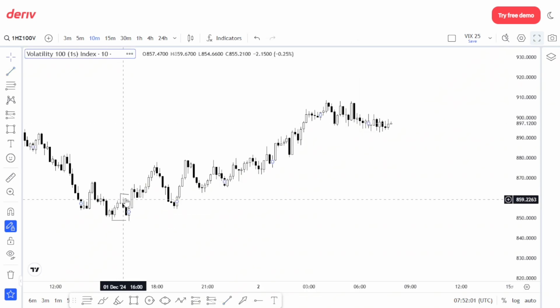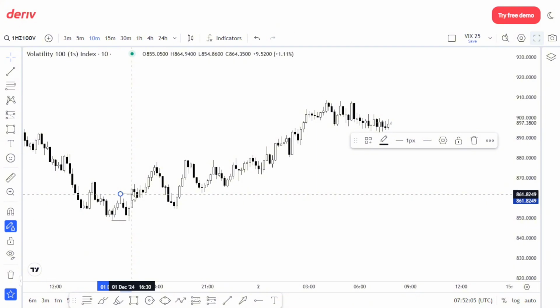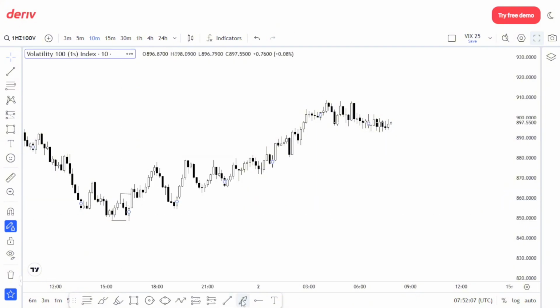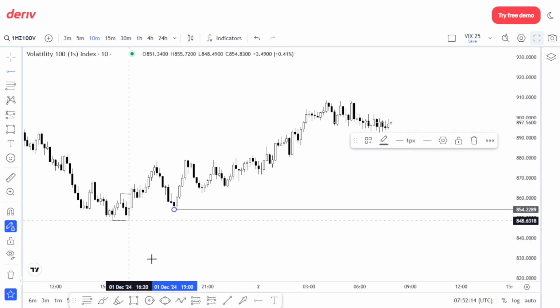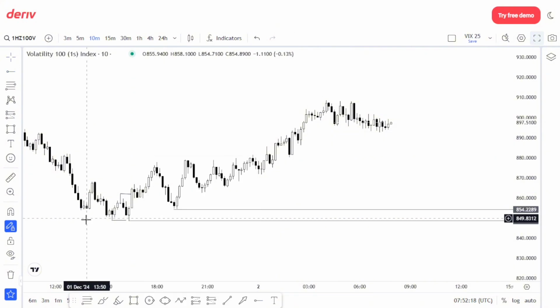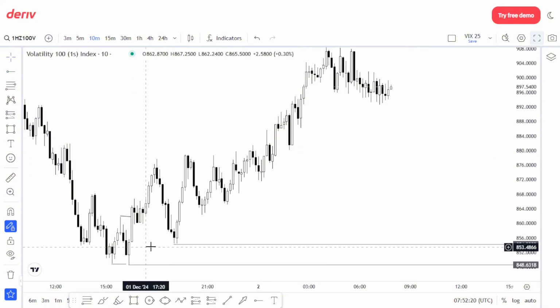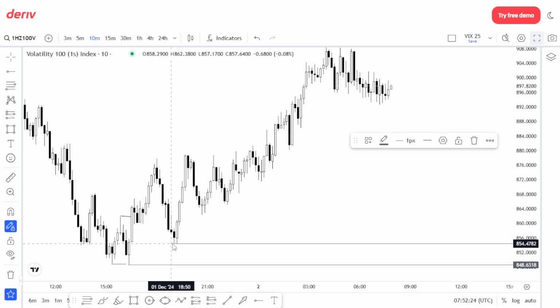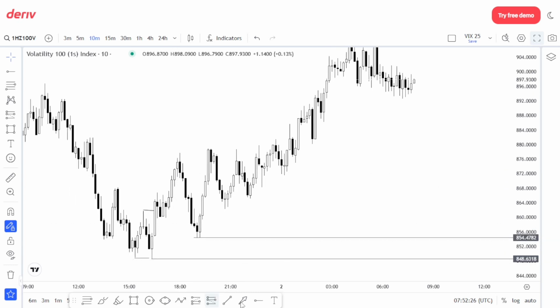We have a break of structure, which is right here. Then we have a pullback which provides our structural liquidity, and then we have our protected low, which is right here. That protected low is meant to be protected. Sometimes the market can sweep below it before pushing to the upside. So we have our second break of structure.